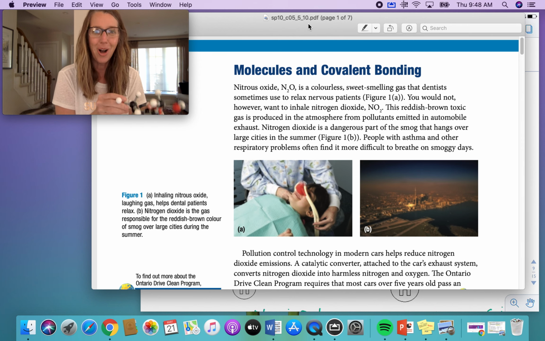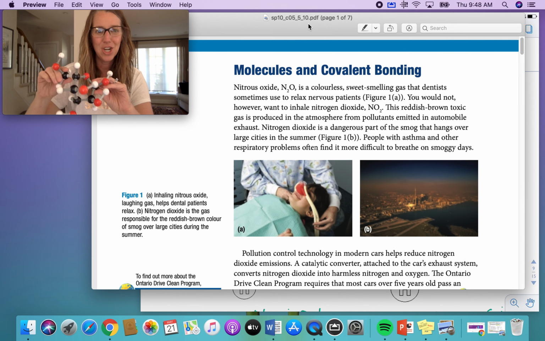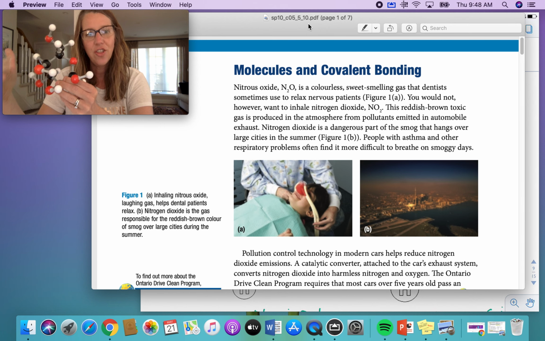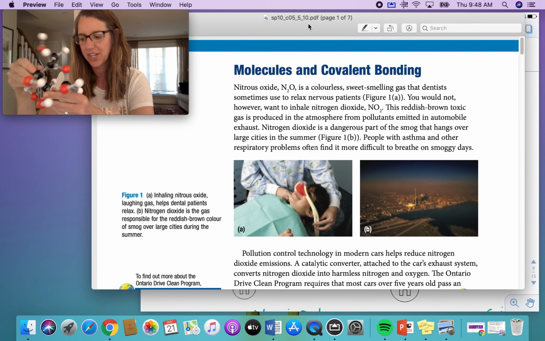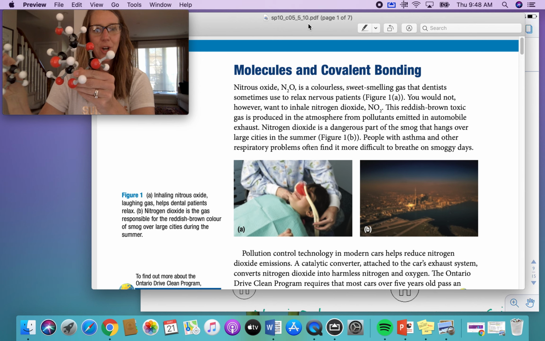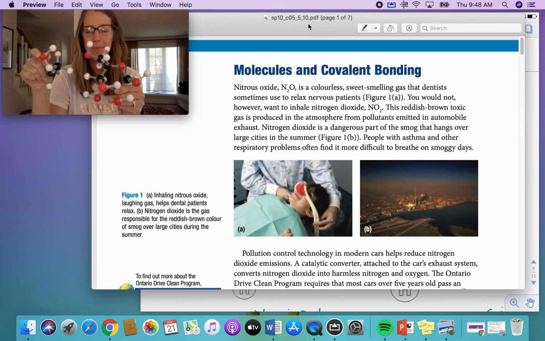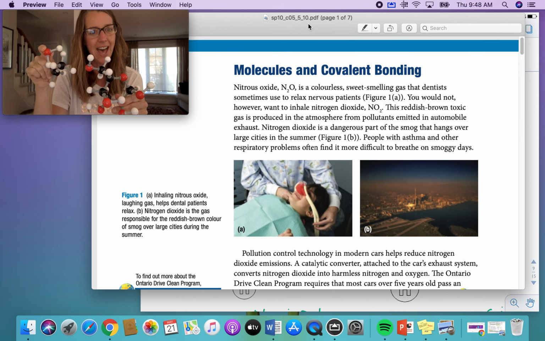So we're going to use our molecule kits, and thank goodness I brought one home. I'm going to show you the fact that these atoms can come together in so many different ratios. Can you see that this one, and this one, all these molecules that I'm holding up in front of the camera right now, they're all made of the same kind of atom, aren't they?